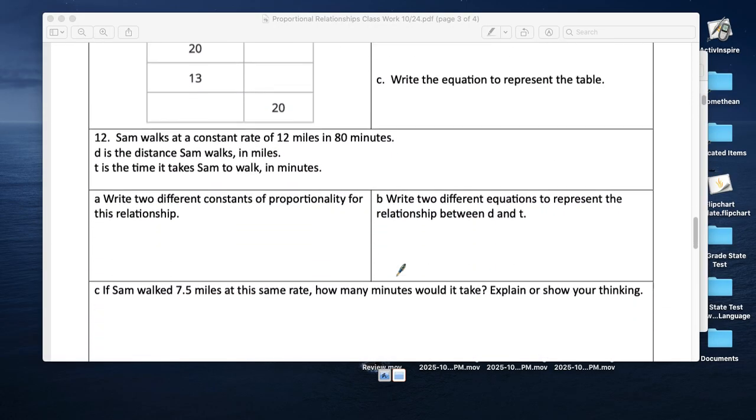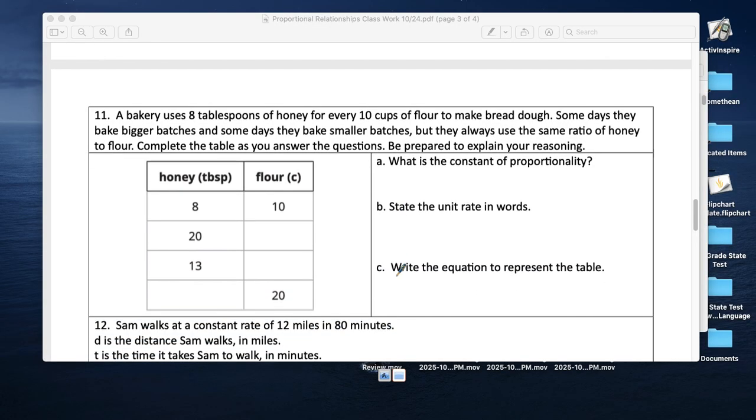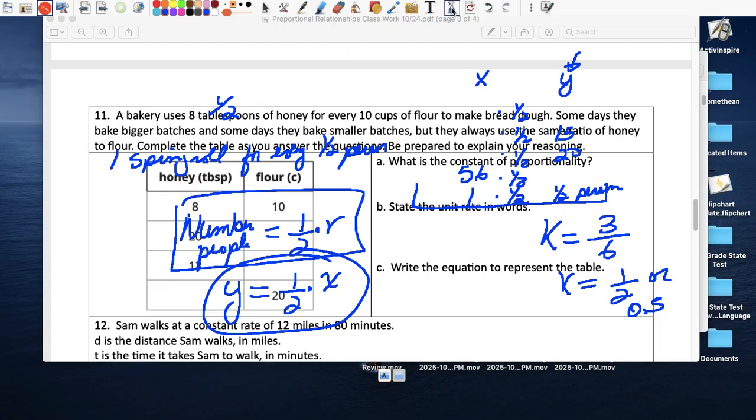11. Oh boy. 12. Oh my god. 11. Complete the table and all that stuff. All right, so same questions as the prior two.